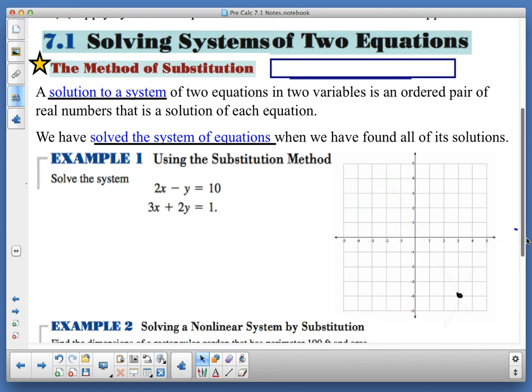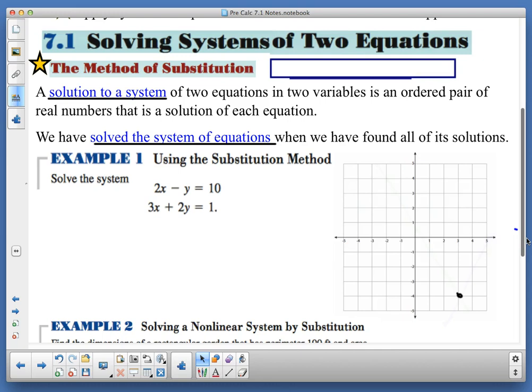A solution of a system of 2 equations in 2 variables is an ordered pair of real numbers that is a solution of each equation. We solve the system of equations when we have found all of its solutions. So we've got it solved if we got them done. Okay, that's what's being asked.